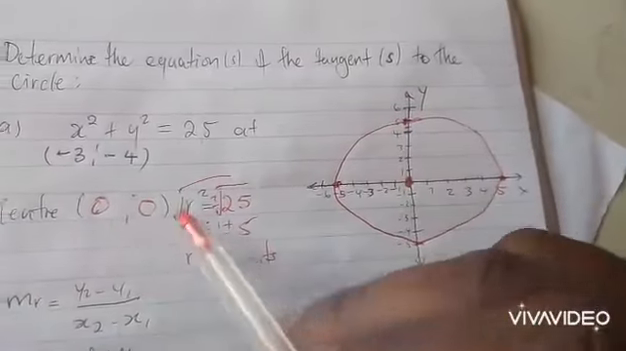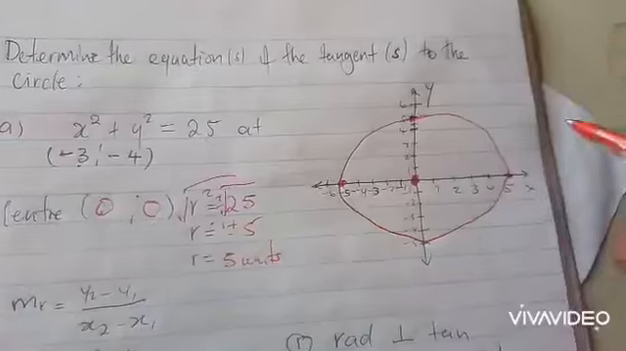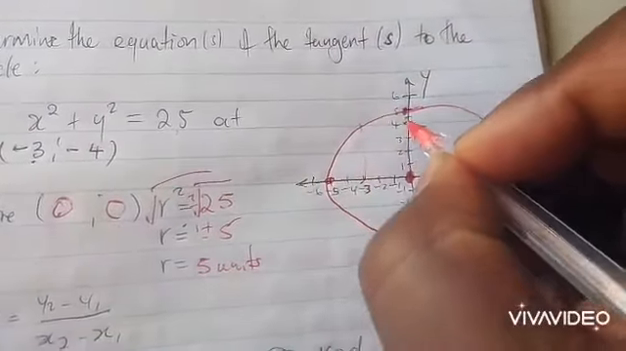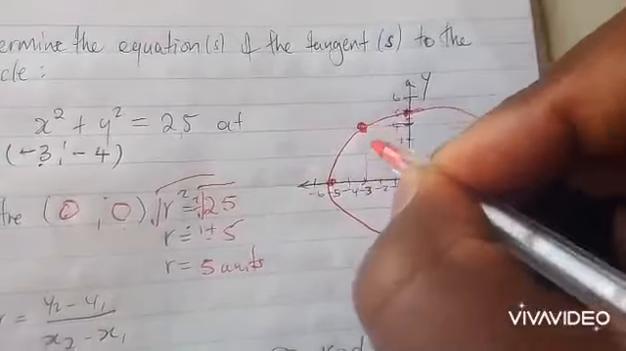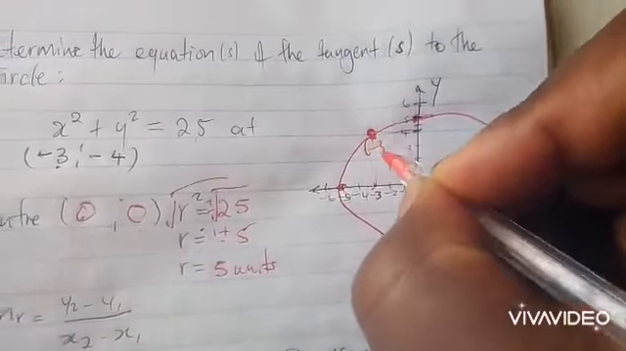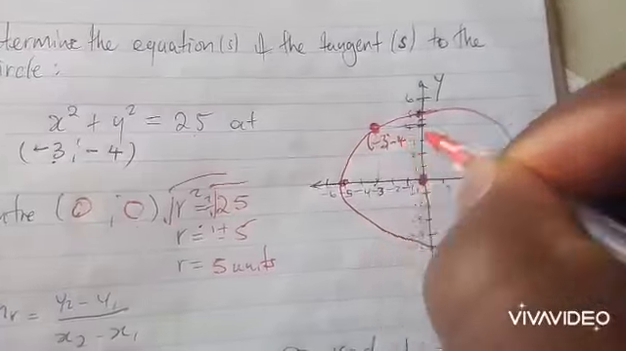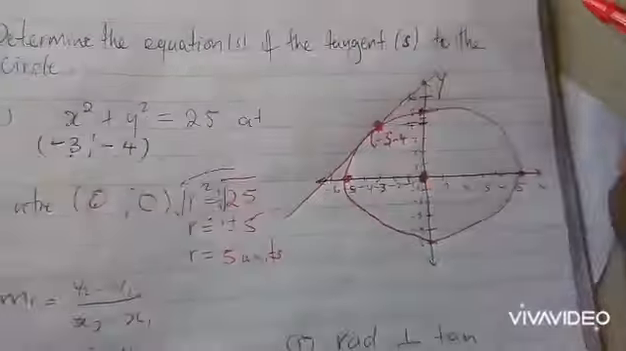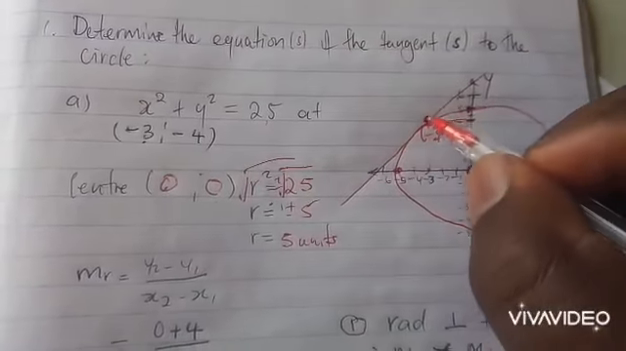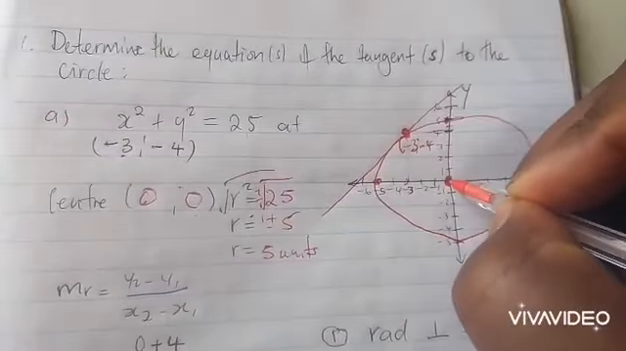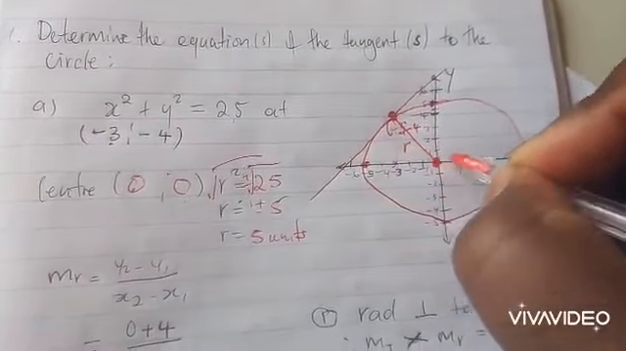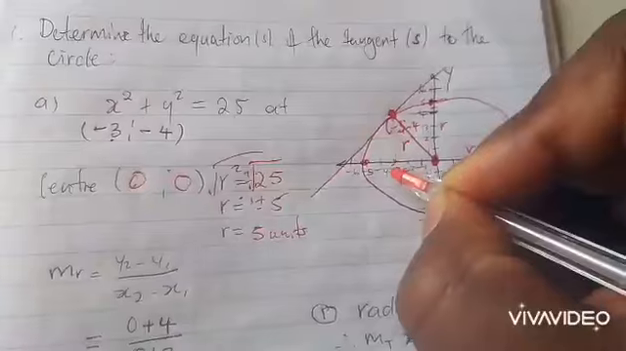So for this circle, they want the tangent that will pass at the point minus 3 and minus 4. A tangent, obviously, is a line that goes like this and touches the circle once. What is important for us to always find out is the radius, because even from here to here it will be the radius, just like every part was a radius.